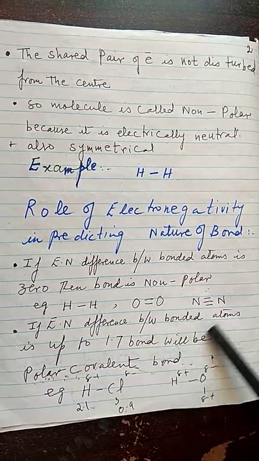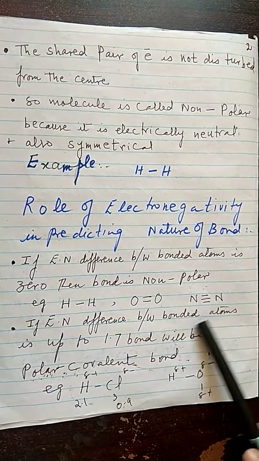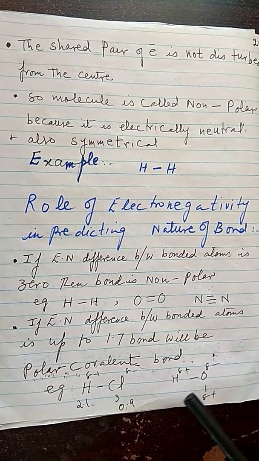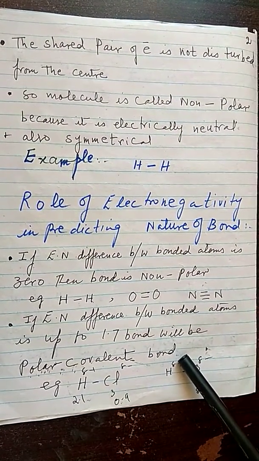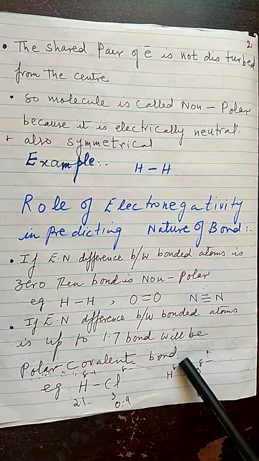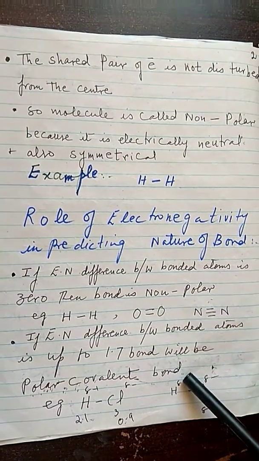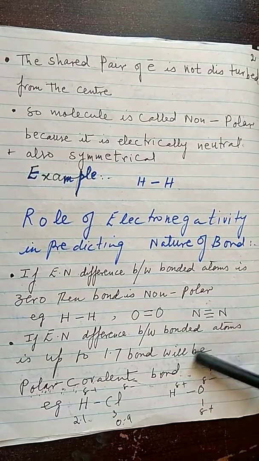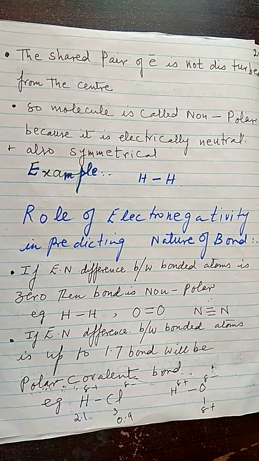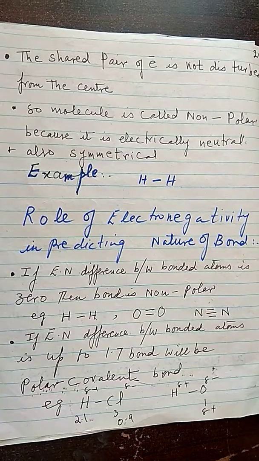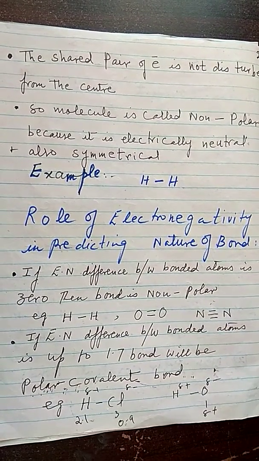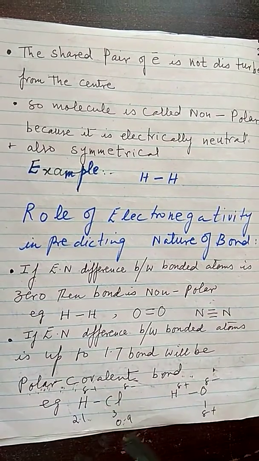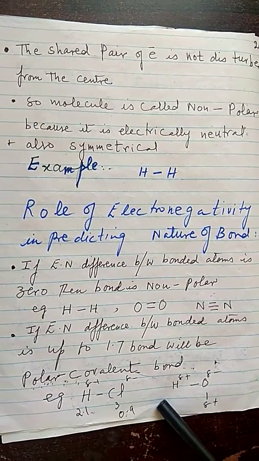Now, if the electronegativity difference between the bonded atoms which are participating in bond formation is up to 1.7, that is, it is more than 0 but not greater than 1.7, the bond produced between them will be polar. You have previously seen the example of HCl. HCl is a polar molecule.